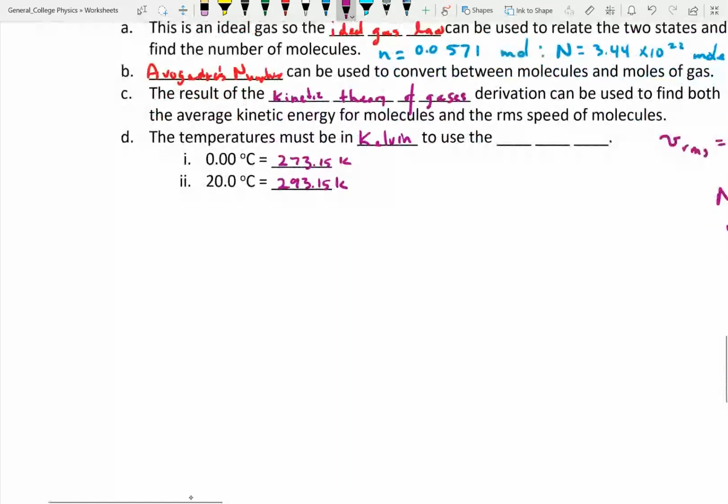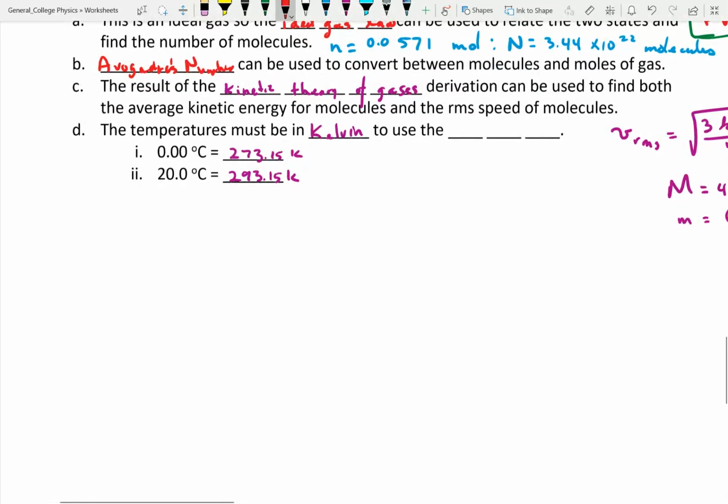I didn't put that here in my shortcuts. I will have to say I forgot. So the RMS speed at 0 degrees is equal to the square root of 3 times k. We already wrote the equation, we just put the values in. I have to look up k. k is just a constant, 1.38065 times 10 to the minus 23 joules per kelvin.